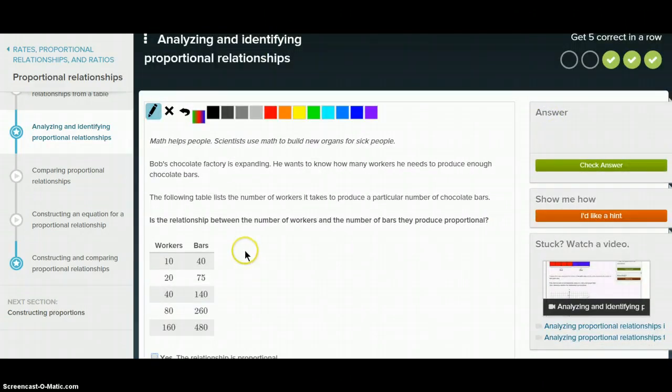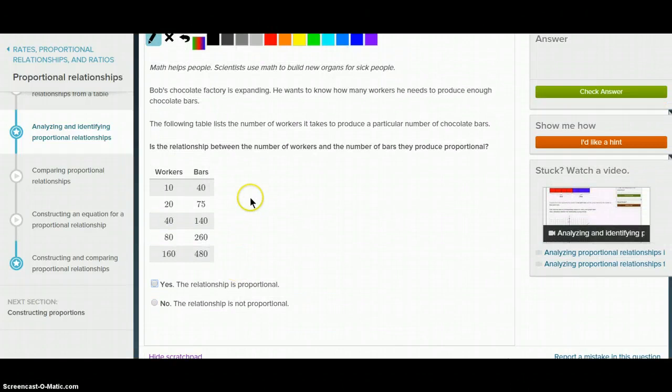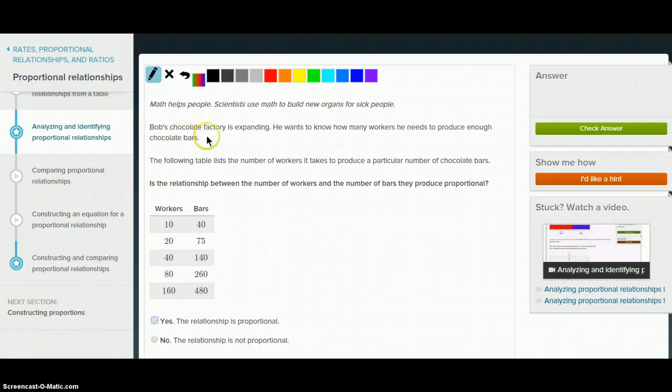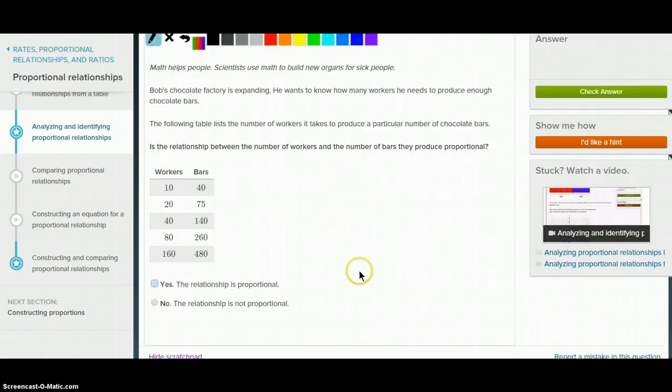Alright. Now let's try this out. Okay, so Bob's chocolate factory is expanding. He wants to know how many workers he needs to produce enough chocolate bars, and the table here lists the number of workers to produce a particular number of bars. And we're asked to see, is the relationship between the number of workers and bars proportional? Okay, so we can do this pretty easily. We can divide how many bars each worker does. Let's do it that way.